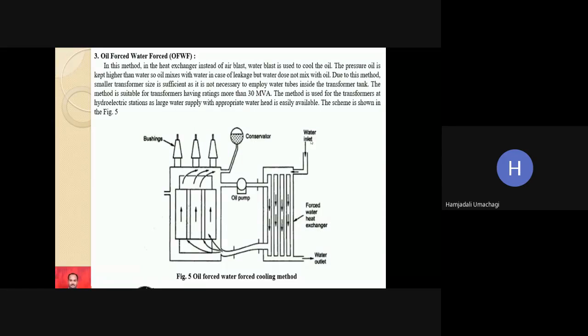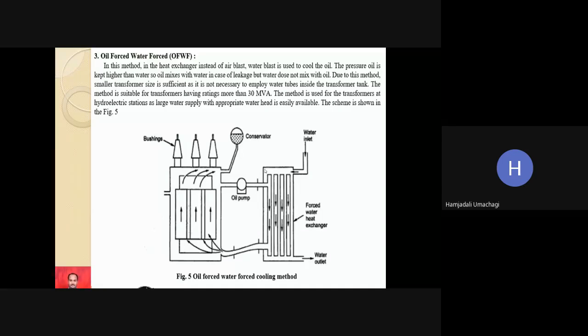Here water will be cold in state, and by the time it reaches the bottom, it will be hot water, because it is carrying the temperature of the hot oil. So this is the heat exchanger, that is the forced water heat exchanger method. And where we are going to use this kind of cooling method is in the hydroelectric power plant, like in the case of Almaty power station.